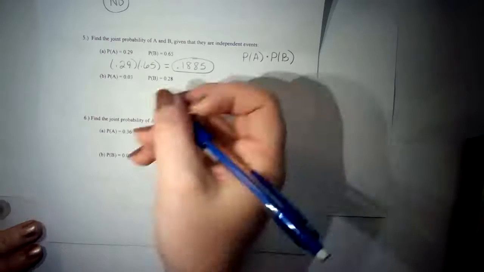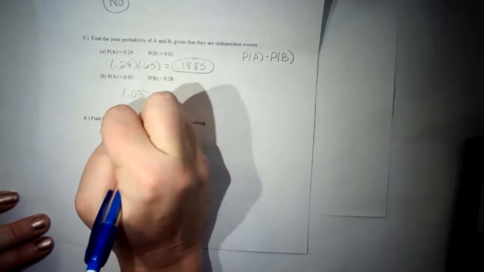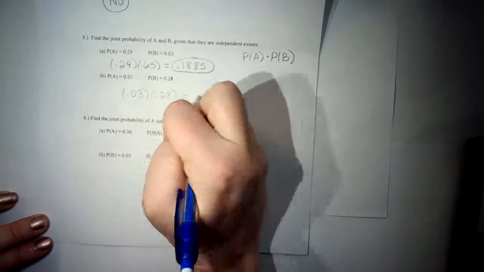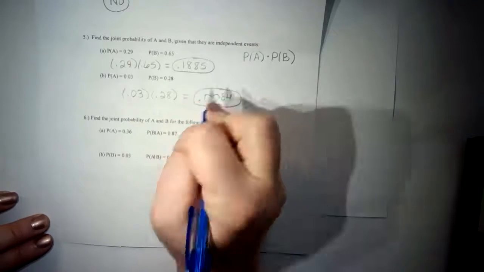I can't remember. All right, for B. Again, it tells me they're independent. It's the same formula. All you're going to do is multiply them together. And I came up with 0.0084. Easy enough. Okay. All right, now look at number 6.